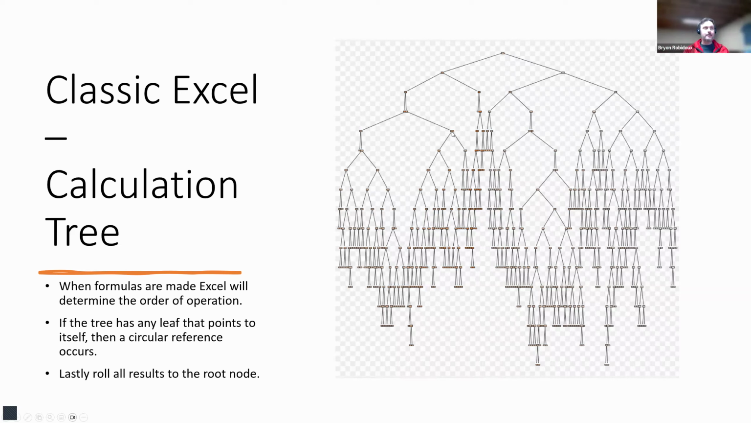And if at any point in this tree the calculation points to the same node twice, then you have a circular reference. That's basically how it determines a circular reference, because it needs to be able to roll everything up. And if you have a circular reference, it can't do that without some type of solve. So this is generally what's going on underneath the hood.